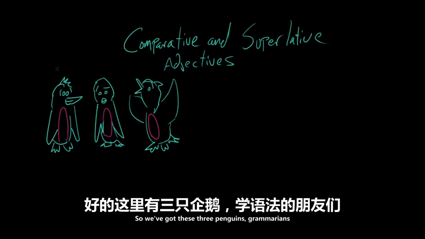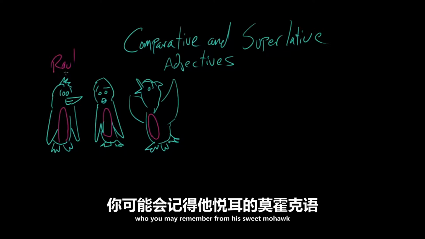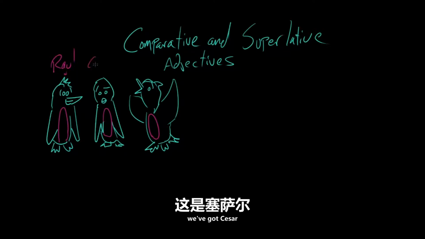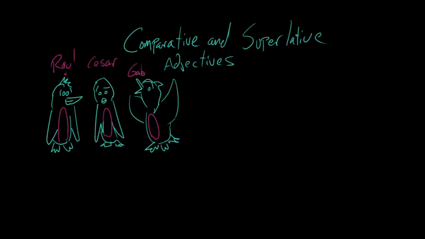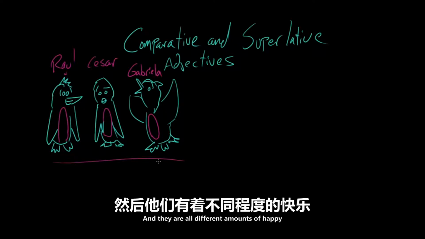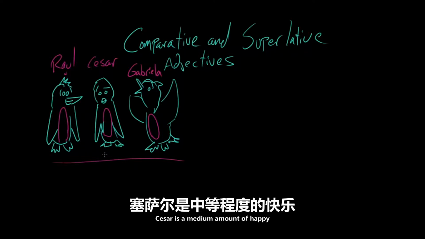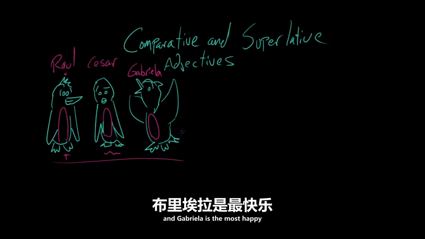So we've got these three penguins, grammarians. We've got Raoul, who you may remember from his sweet mohawk. We've got Cesar. And we've got Gabriela. Three Magellanic penguins from Argentina. And they are all different amounts of happy. Cesar is a medium amount of happy. Raoul is more happy, and Gabriela is the most happy.